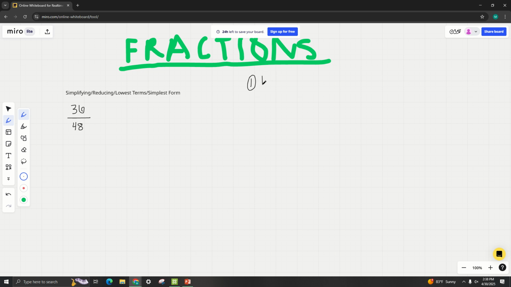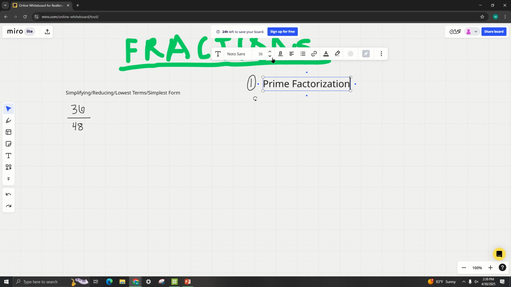So this first one is called, oh, hold on, let me type it instead of trying to write it all out with my mouse. So this first one is called prime factorization. So here's what we are going to do. We are going to find the prime factors of our numerator 36 and our denominator 48, and that is going to get us the greatest common factor.